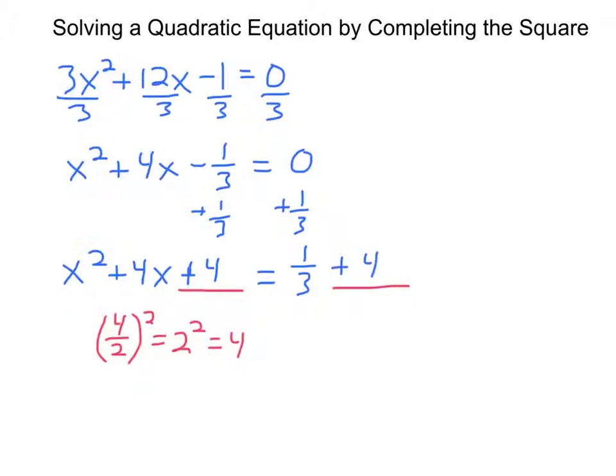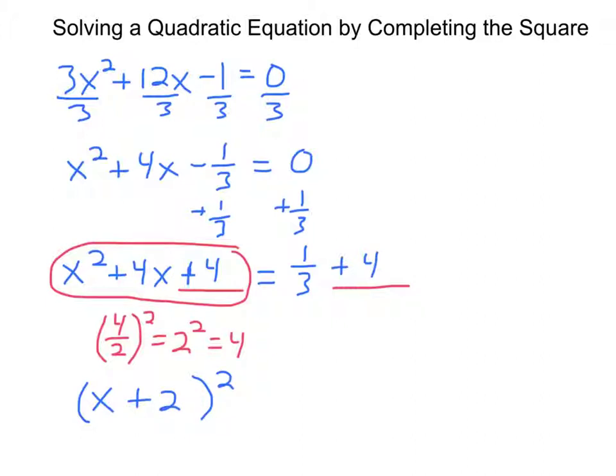And by doing that, this trinomial on the left side of the equation is guaranteed now to be a perfect square trinomial, which means it factors into the square of some binomial that starts with x, and it's going to be x plus 2 in this case. On the right side, we just get a common denominator and add those two numbers together. And that comes out to be 13 over 3.